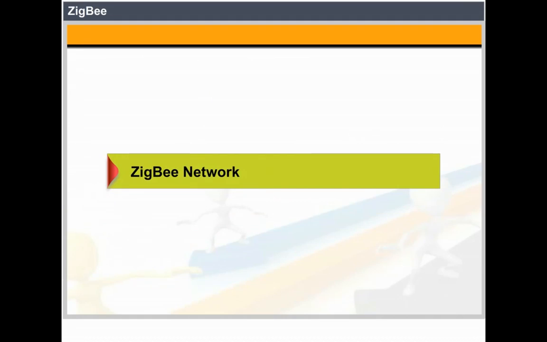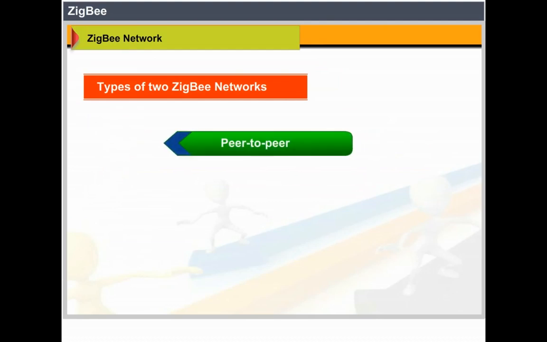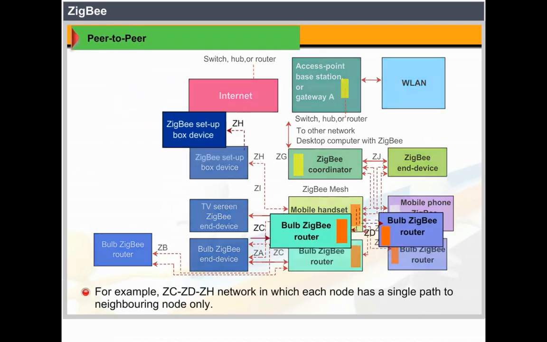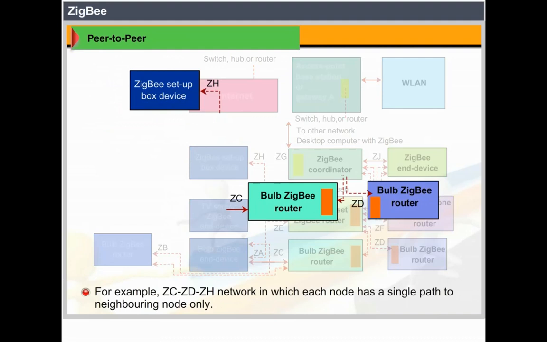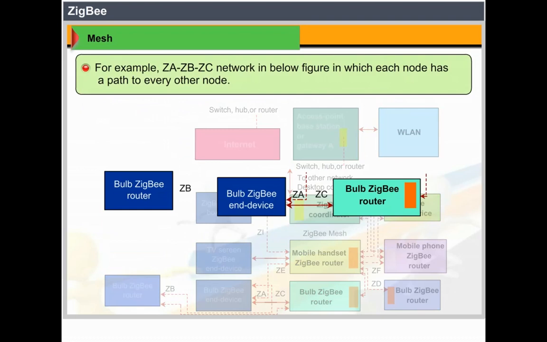ZigBee network: ZigBee networks are one of two types: peer-to-peer, mesh. Peer-to-peer, for example, ZC, ZD, ZH network, in which each node has a single path to a neighboring node only. Mesh, for example, ZA, ZB, ZC network in the below figure, in which each node has a path to every other node.